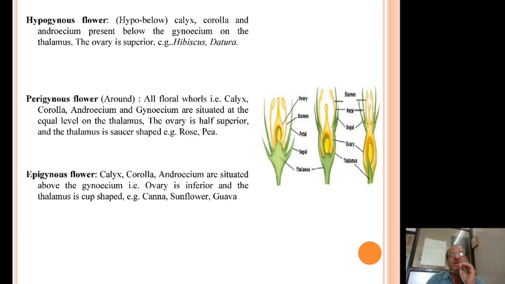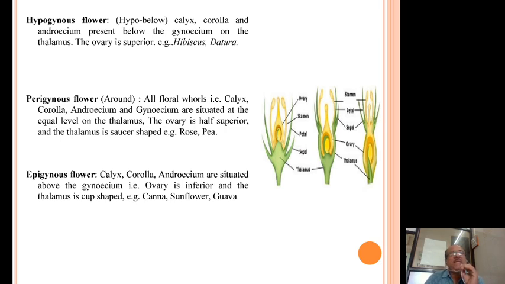So in the first figure, you might be observing the floral whorls: here you have the sepal, the petal, and the androecium. All of them are inserted below this ovary. So this ovary is at the top, whereas the rest of the three are placed below. Such a flower is called a hypogynous flower.